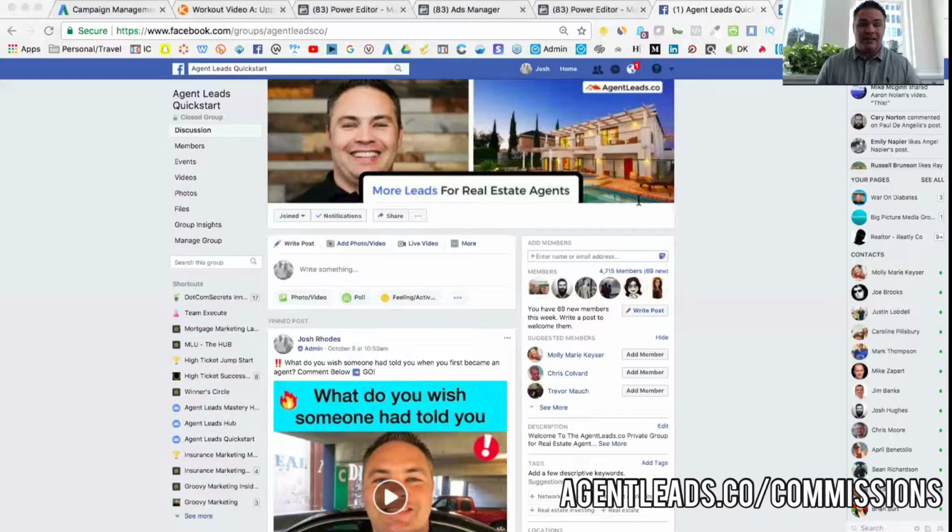Think about that. That's like having a billboard in 16 different intersections in your town, and it's in people's face. It's in their mobile feed. It's there when they show up. It's like a billboard at the right place at the right time at all times. And so that's why Facebook audience targeting is so massive.